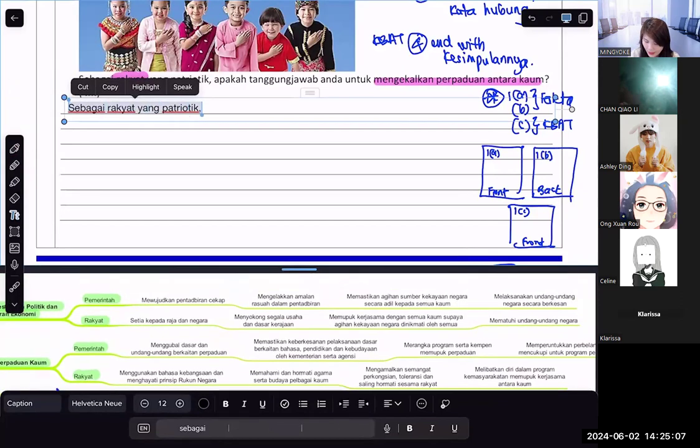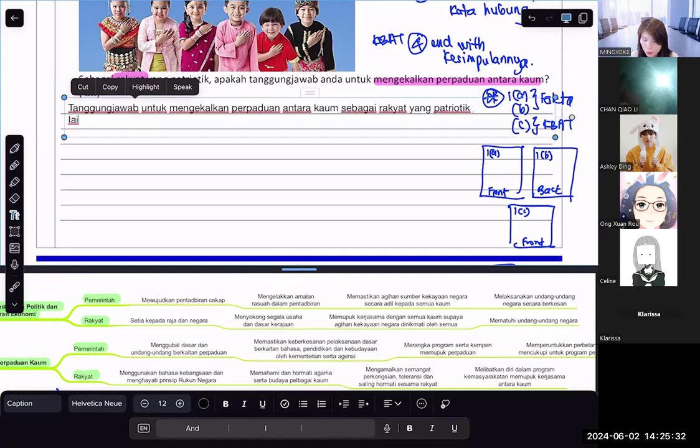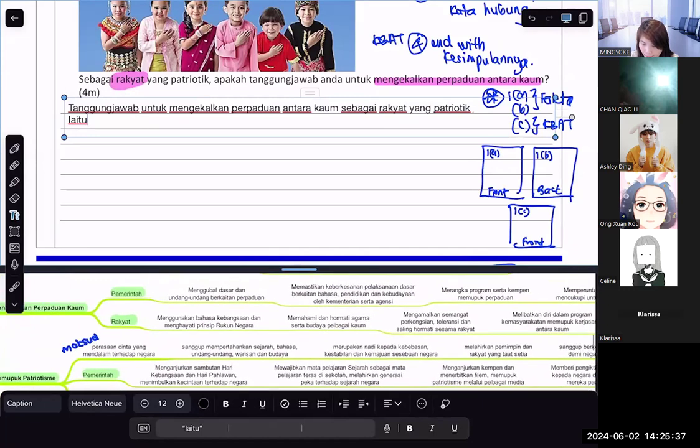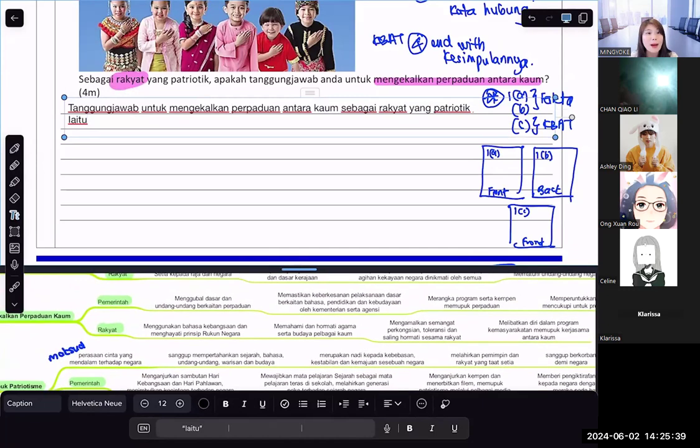Oh, sorry, I reversed the sentence. Tanggung jawab untuk mengekalkan perpaduan antara kaum sebagai rakyat yang patriotik adalah, yaitu. So you can start. Here, what is that? Perpaduan. First, menggunakan bahasa kebangsaan.